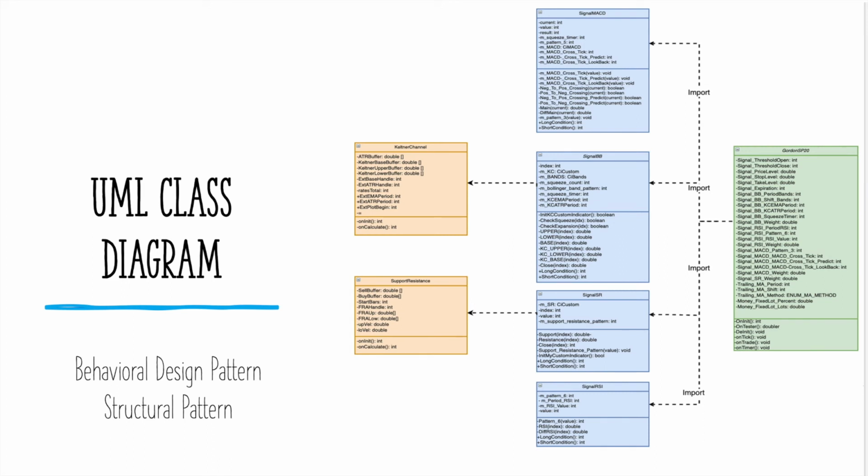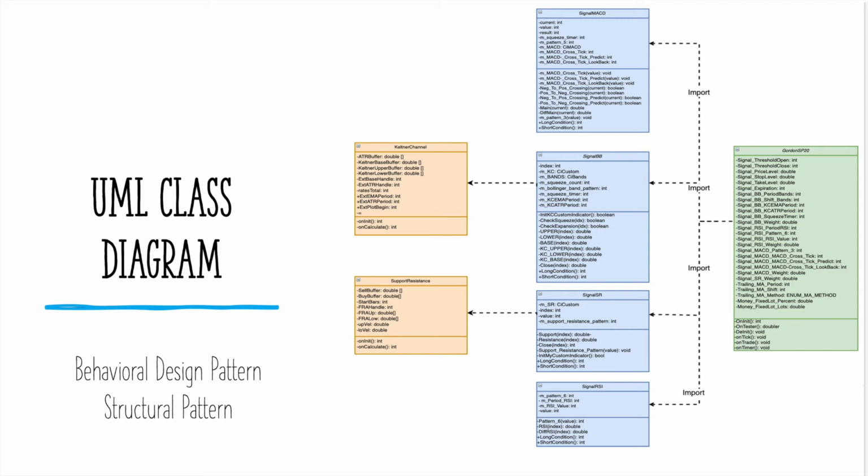So this is our UML class diagram. As you can see, there are many different variables or parameters that are customizable for the user. There could be a time where, according to a different strategy, these parameters or these indicators may have different weights in the expert advisor. So if the user wants to change it, he or she has the ability to do so.